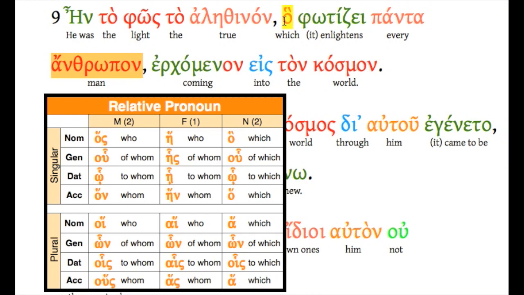And what does it refer back to? What is it that enlightens every man? Well, the light, right? The light, the true, which enlightens every man. So it's this thing that enlightens every man is the light. So again, this links back to to phos, which is why it's neuter, and it gives us a little more information about this light. It is the light which enlightens every man.